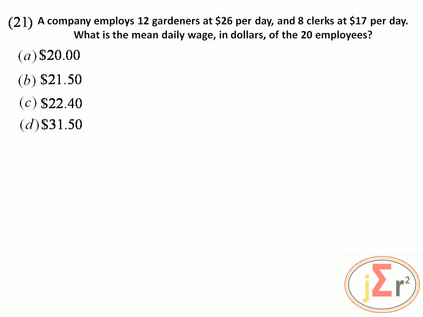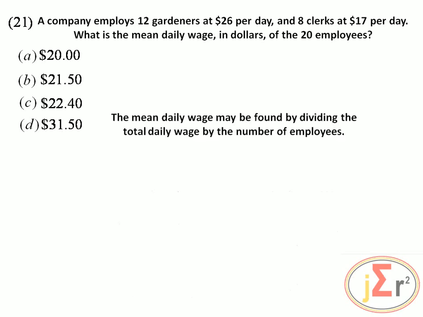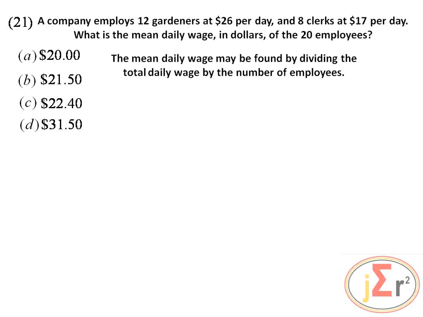A company employs 12 gardeners at $26 per day and 8 clerks at $17 per day. What is the mean daily wage in dollars of the 20 employees? The mean daily wage may be found by dividing the total daily wage by the number of employees. That's how we find the mean. Total of all the entries divided by the total number of entries.